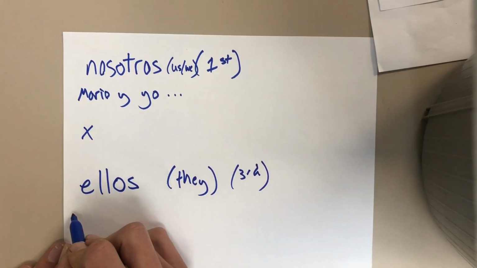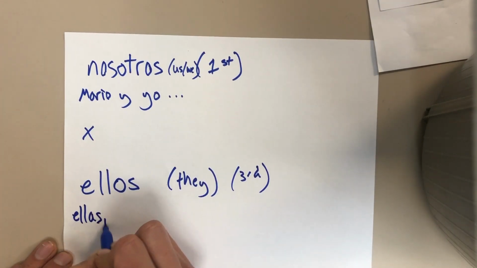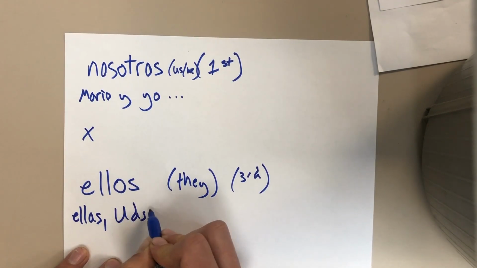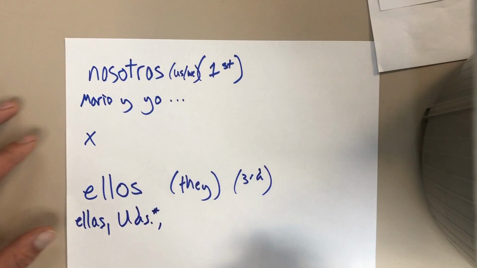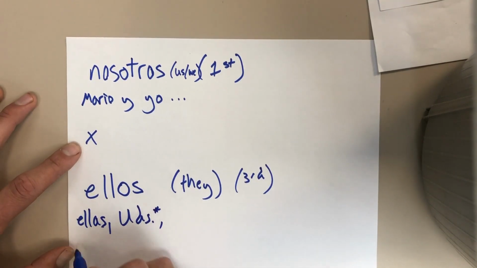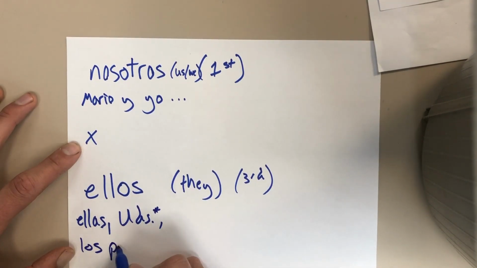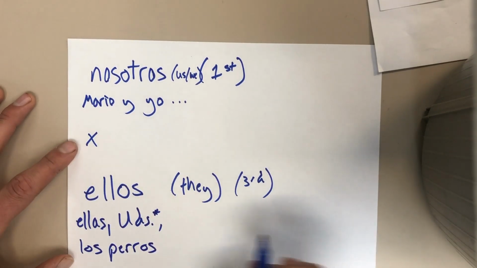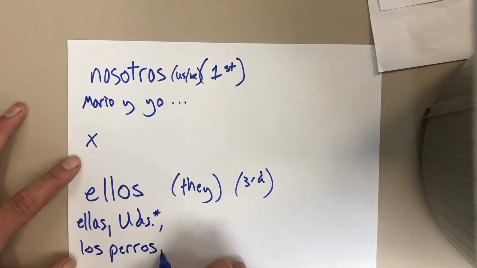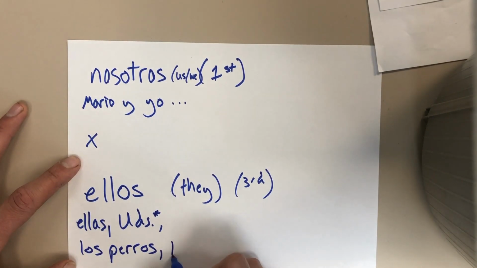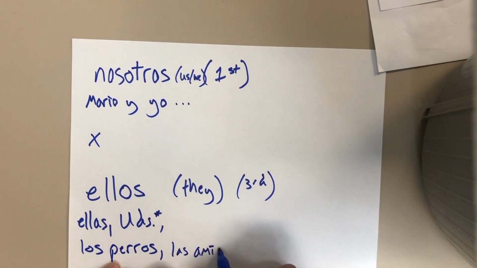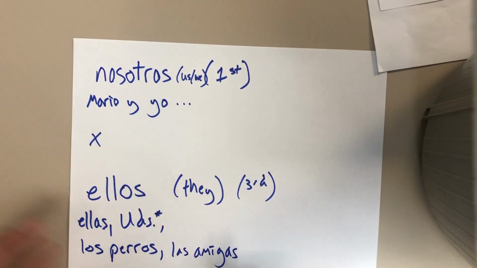There's tons of ways you can say they. They, if it's all girls. Ustedes, that actually means you guys, which we don't need to talk about, but just remember. There's also, if we're talking about the dogs, more than one dog, and that's the same as they. They all share the same verb conjugations. The planets, the players, whatever. Las amigas, the friends who are girls.